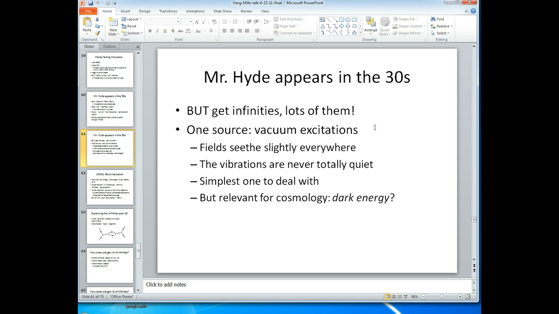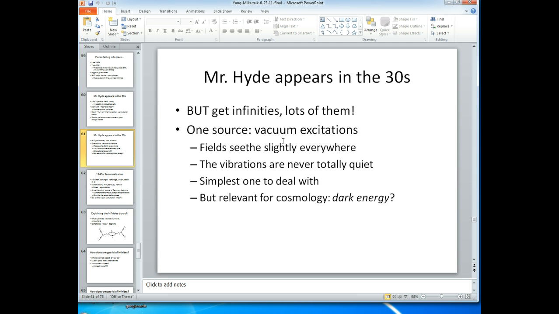One source is what's called vacuum excitation. One way to think about that is, remember I said that the fundamental idea of quantum field theory is that everywhere in space is pervaded by these quantum fields: the photon field, the electron field, the quark field. And they seethe slightly everywhere. You can just picture it as the surface of an unquiet sea. The vibrations, again like that standing wave picture from a while ago, are never totally quiet. Quantum mechanics says that if you have something that can vibrate, it has to vibrate a tiny bit all the time.